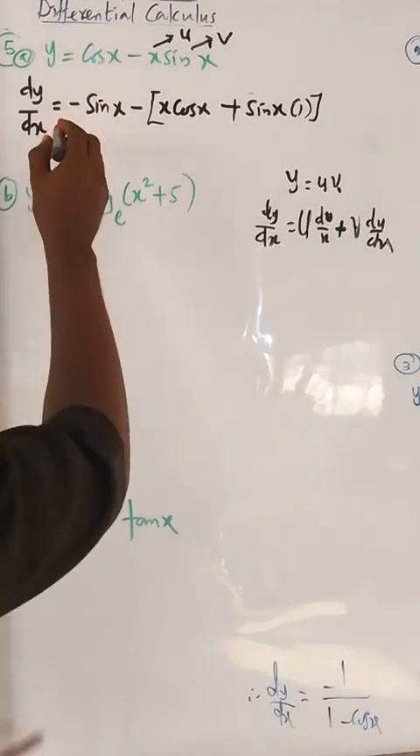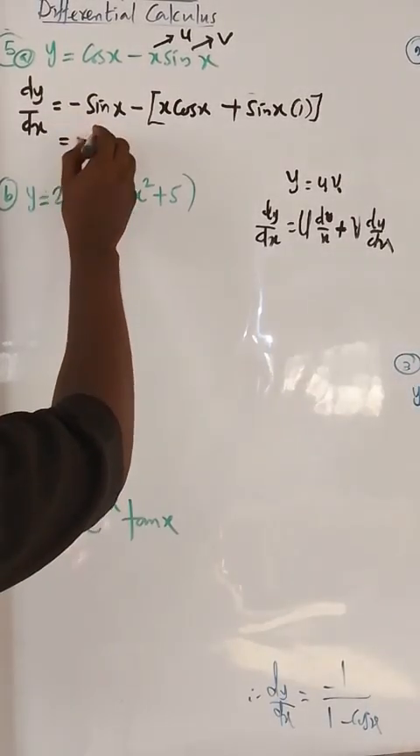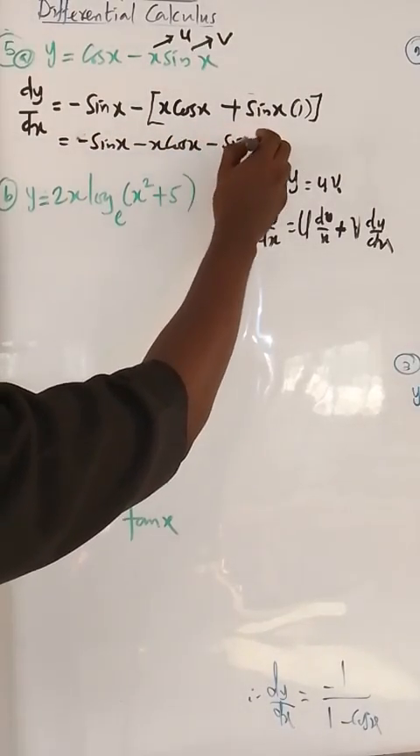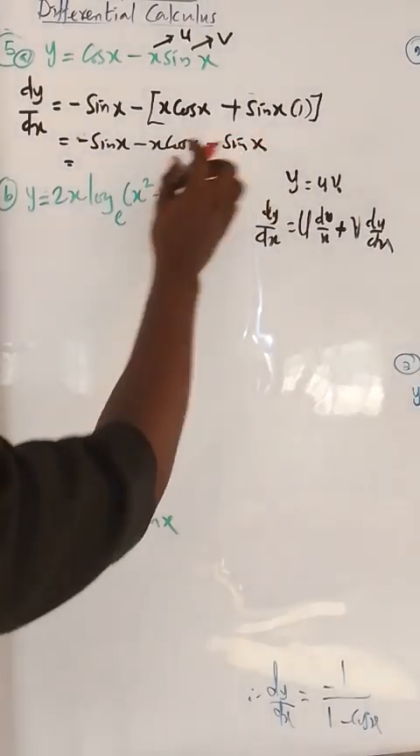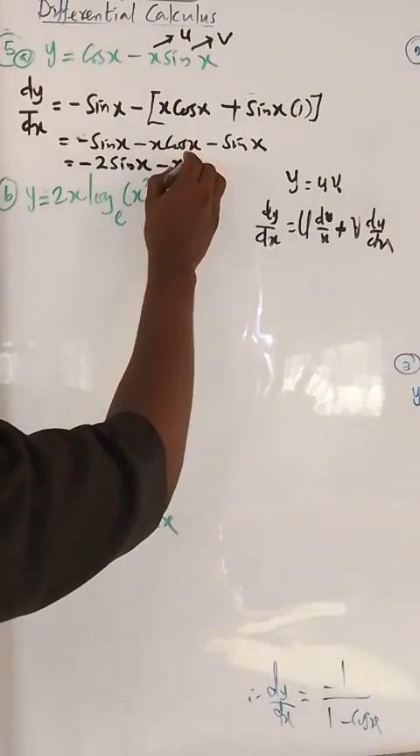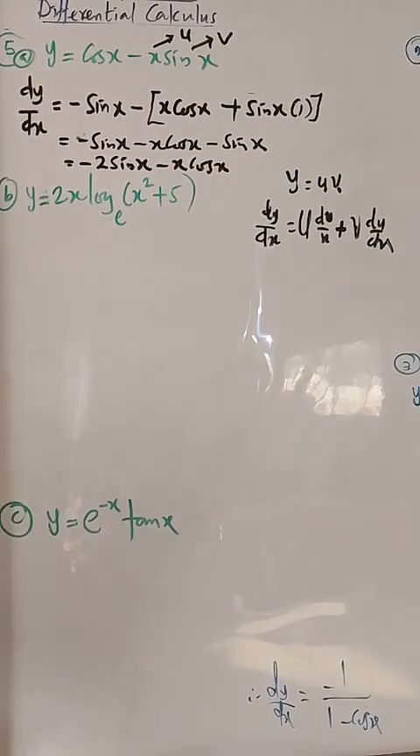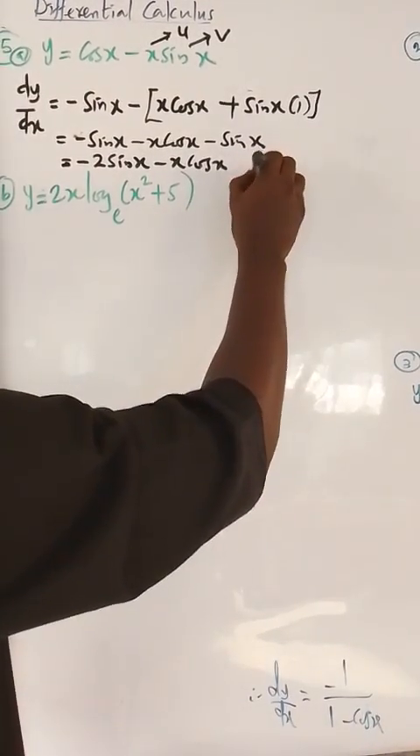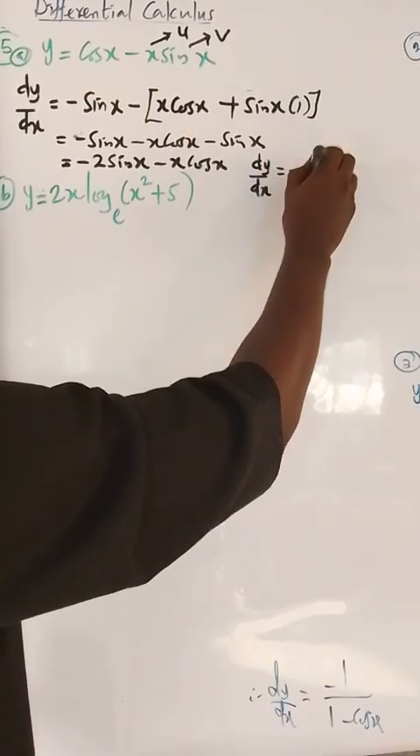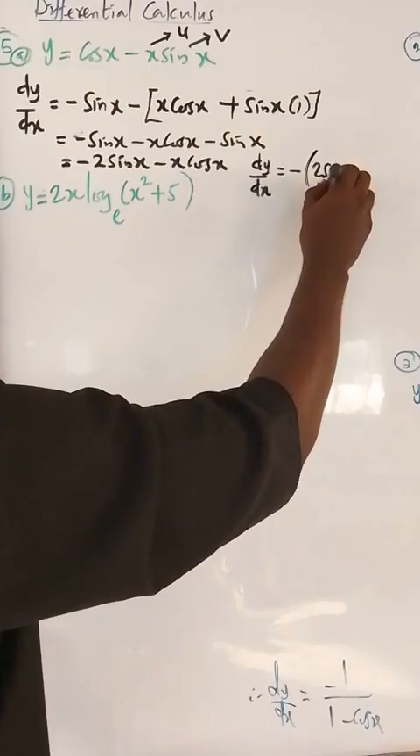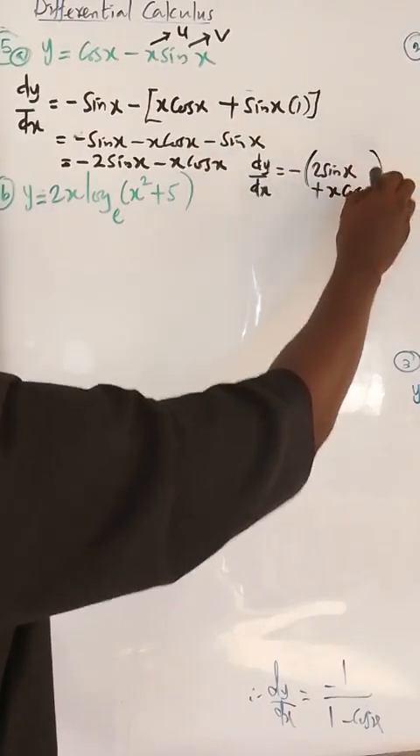So this is minus sine x minus x cos x minus sine x. Minus sine x minus sine x, that's minus 2 sine x, minus x cos x. So minus is common, we can factorize the minus out. And from there we can say dy/dx equals minus, 2 sine x plus x cos x, as the final answer.